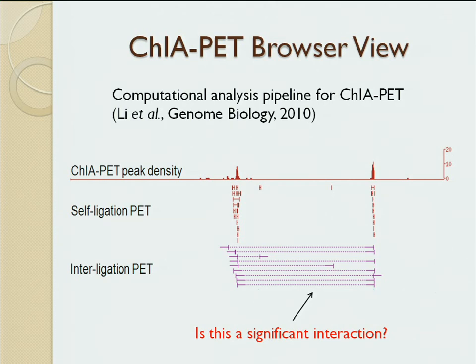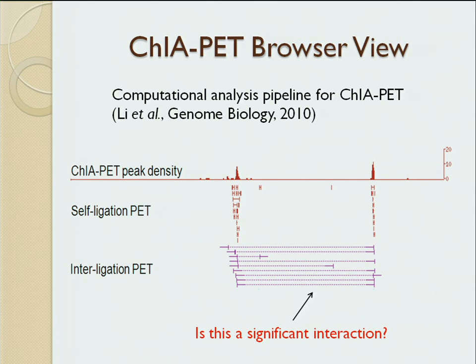But what is ChIA-PET? Just now I mentioned that there are two types of ChIA-PET. One type is the self-ligation PET, with a small distance, the size of the fragment, as shown here. If we put the self-ligation PETs together, similar to a ChIP profile, we can see the peak.